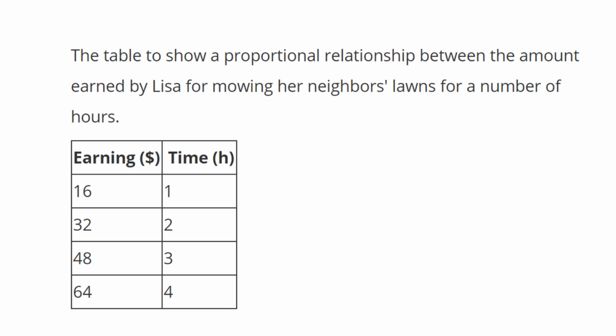In the previous lessons, we learned how to complete a data table based on the given rate. Now, we are going to do the other way around, where we look at the data table to determine our rate. So the table shows a proportional relationship between the amount earned by Lisa for mowing her neighbor's lawns for a number of hours. Here we have earning in dollar and hours.